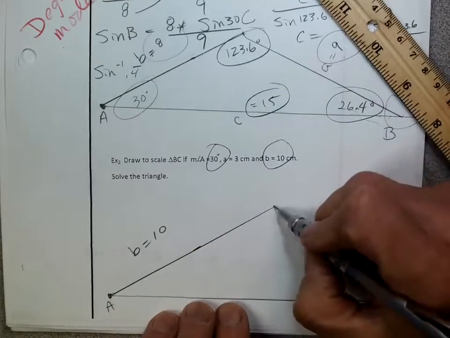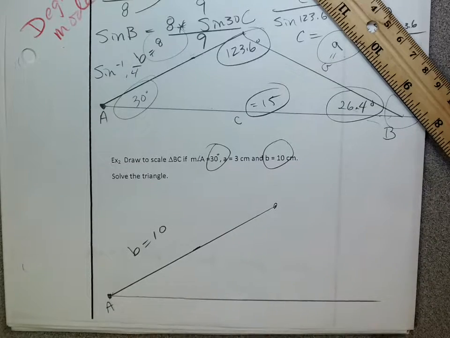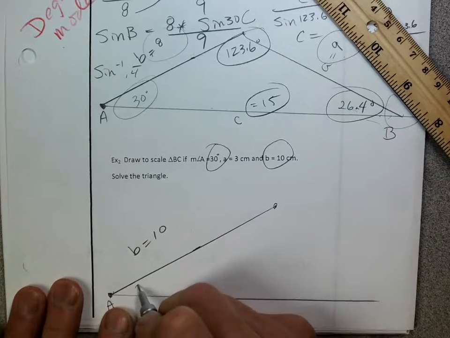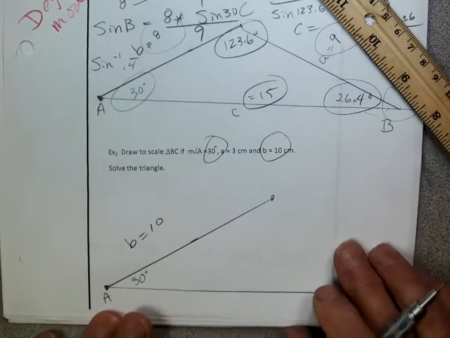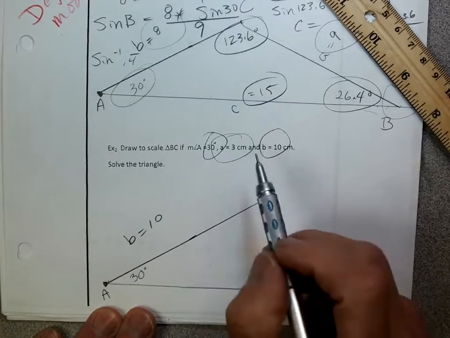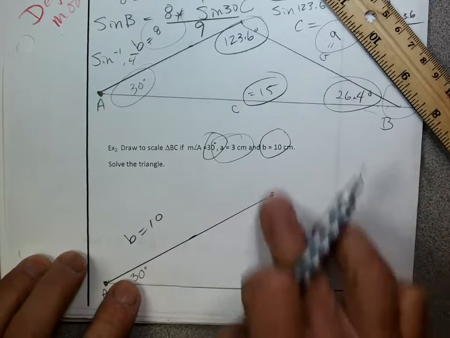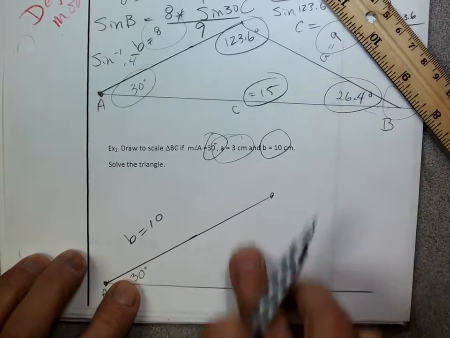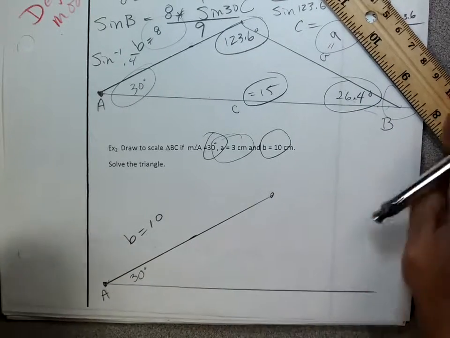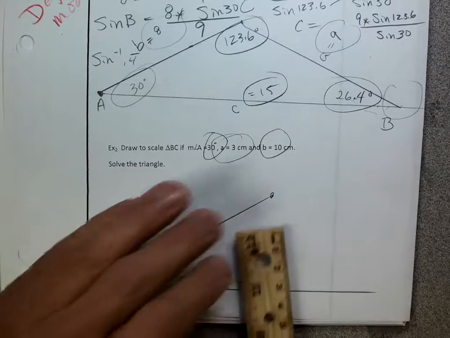Okay, little b is 10. There's my 30 degrees. And then I need to draw side A, which is 3 centimeters. So if this is angle A, then side A is over here. Felicity already sees it, okay? So I'm going to draw my 3.